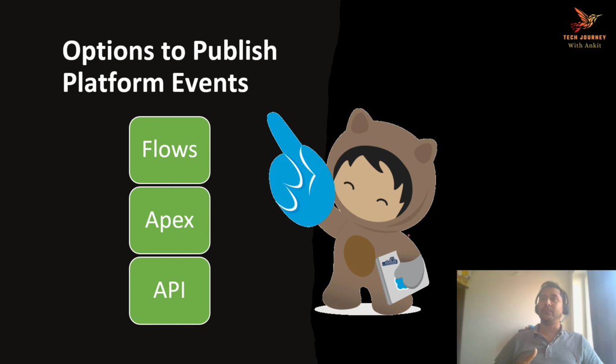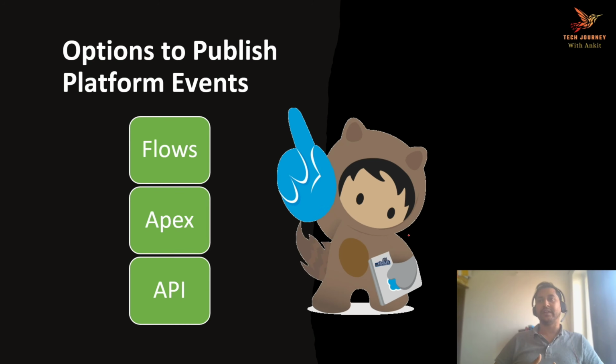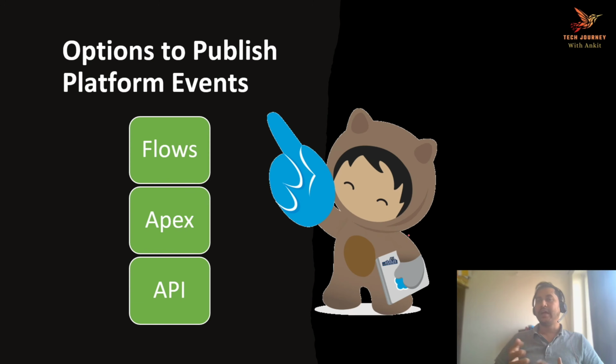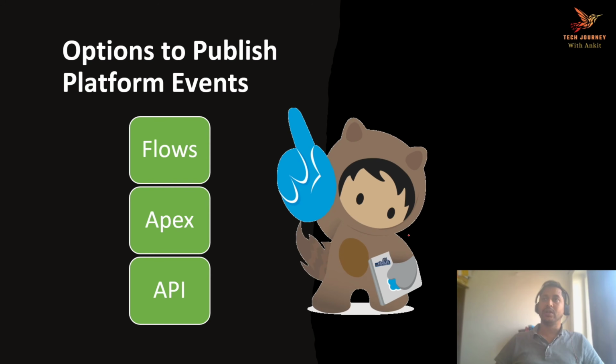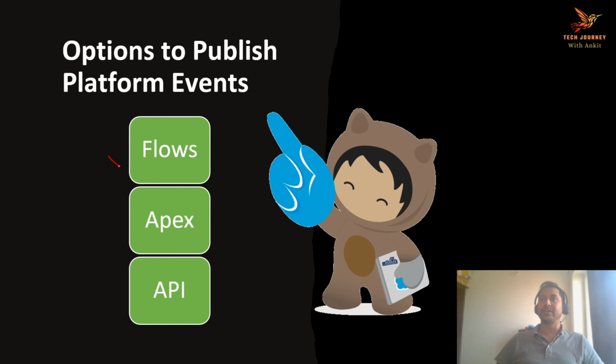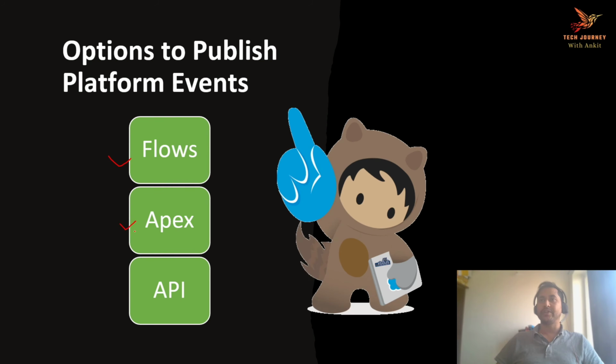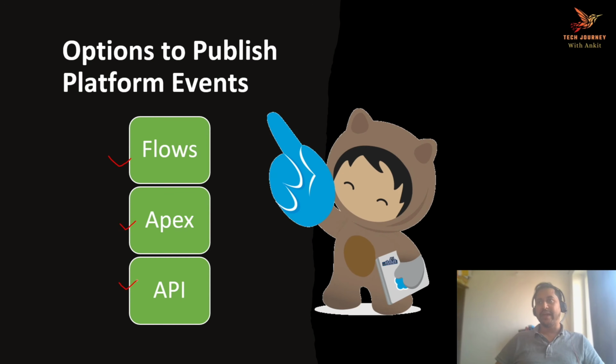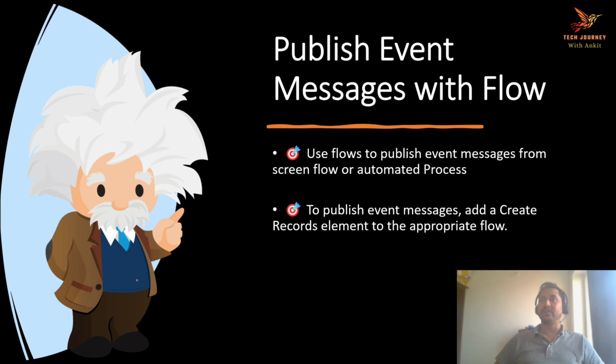Right? So in total, we have four different options. One is the flow, second is the Process Builder, third is the Apex, and fourth is the API. As Process Builder is not recommended and flow is the recommended automation tool, we will be discussing how you can publish it with the help of flows, how you can publish it with the help of Apex, and how you can publish it with the help of APIs as well. So let's get started with the flows first.